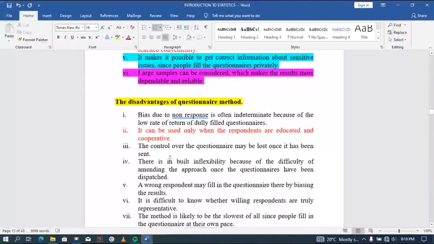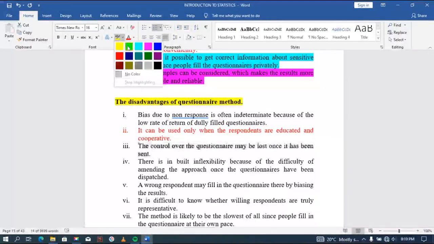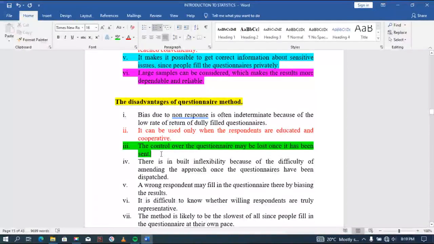And then three, the control over the questionnaire may be lost once it has been sent. So the researcher may have no control on the questionnaire once it has been sent to the respondent. This is where you're going to find the respondent answering according to how he has understood the question. Two, the respondent will take his time, meaning that the questionnaires may take long to be returned. They may delay in the hands of the respondent.